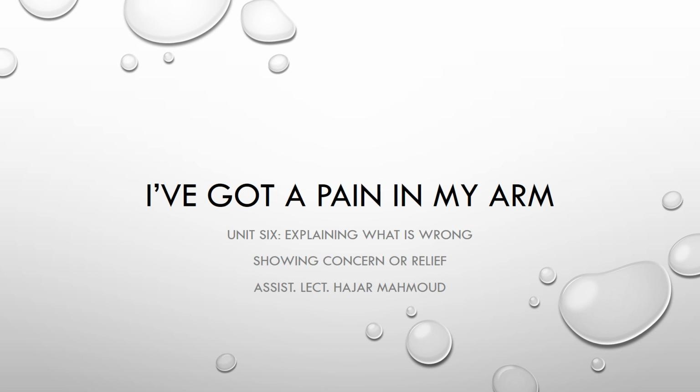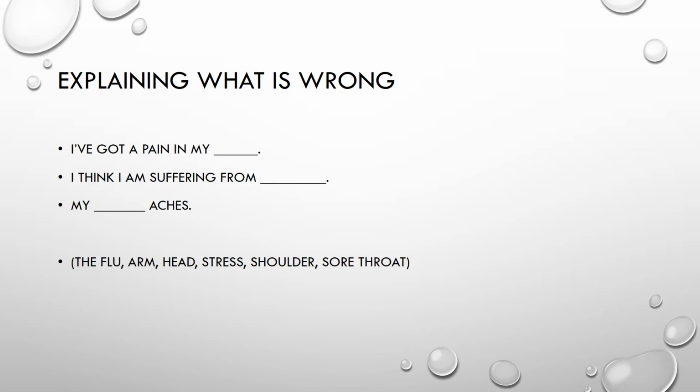Today is our second session entitled I've Got a Pain in My Arm. We are talking about Unit 6, and in Unit 6 we are going to explain what's wrong with us if we are suffering from something, and reacting to something by showing concern and relief. So the first thing is to explain what is wrong. There are three ways, or maybe more of course, to explain what is wrong with me.